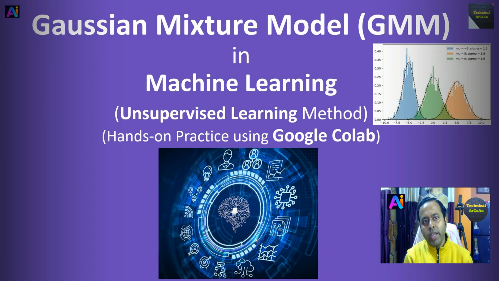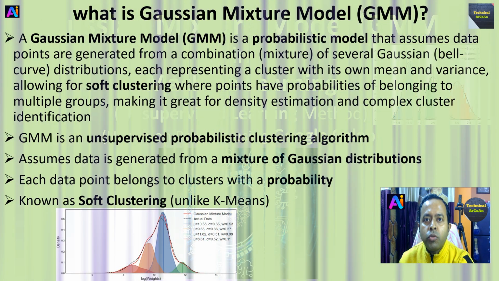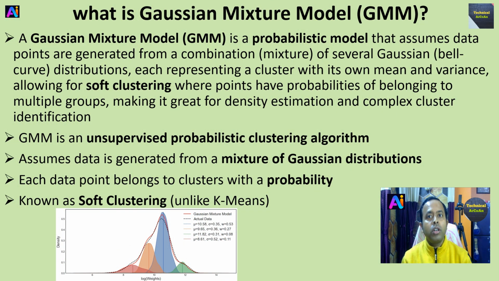So friends, today I will discuss Gaussian Mixture Model or GMM, which is a soft clustering algorithm and it is also an unsupervised learning method in machine learning, right? And as far as GMM is concerned, a data point does not belong to just one cluster. Instead, it belongs to multiple clusters with certain probabilities, right? So at first we should know what is Gaussian Mixture Model or GMM.